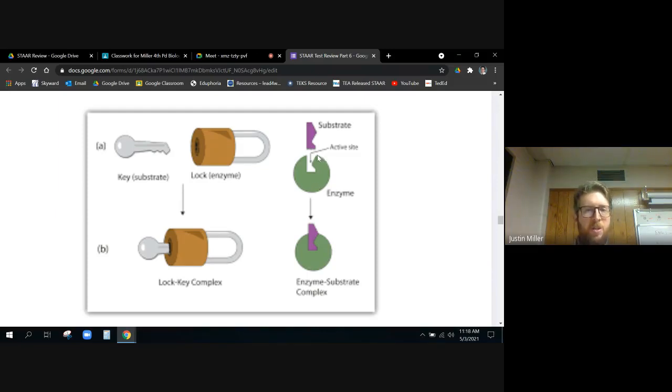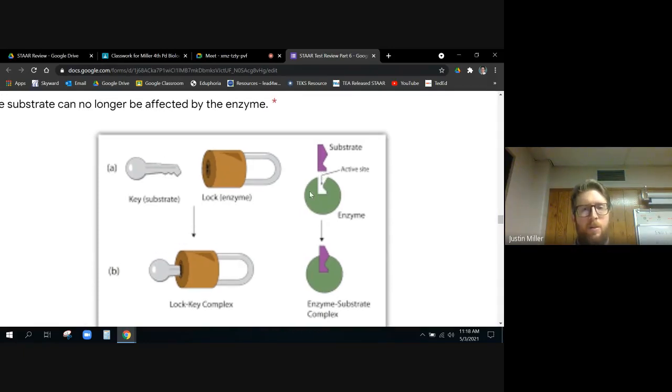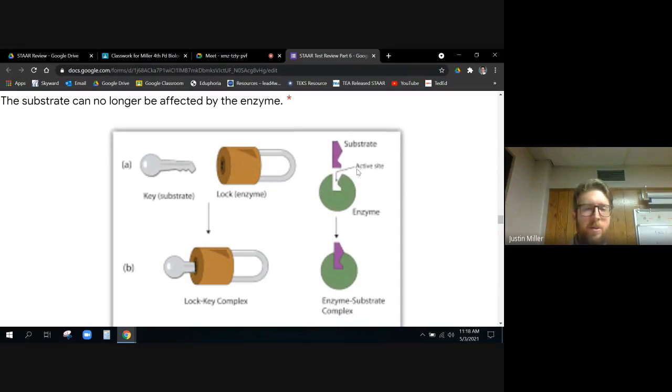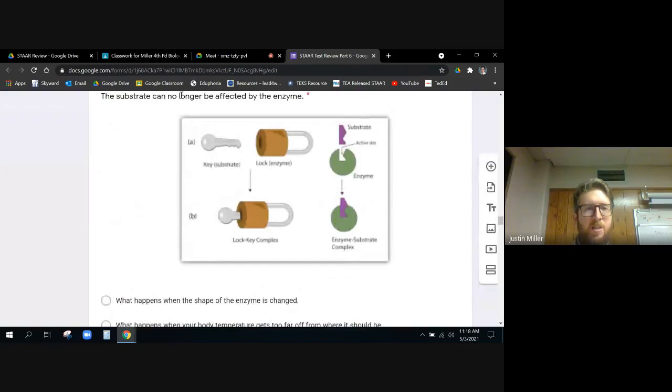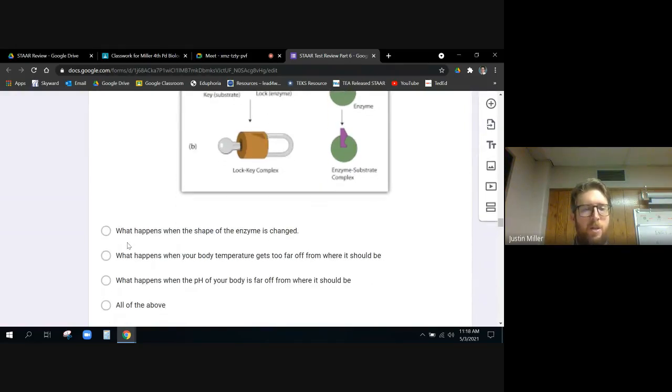So what happens if you change the shape of the lock or the enzyme? Correct. It won't fit anymore. So when I say that the substrate can no longer be affected by the enzyme, the substrate can no longer plug into the enzyme, or the key can no longer fit the lock. So is that what happens when the shape of the enzyme is changed? Yes, but this one's a trick. Because think about this. What happens when your body temperature gets too far off from where it should be? And what happens when the pH of your body is far off from where it should be? Or all of the above? The answer is all of the above.